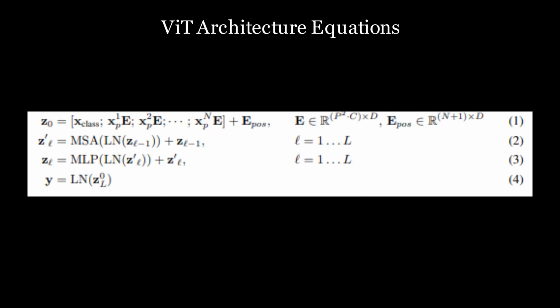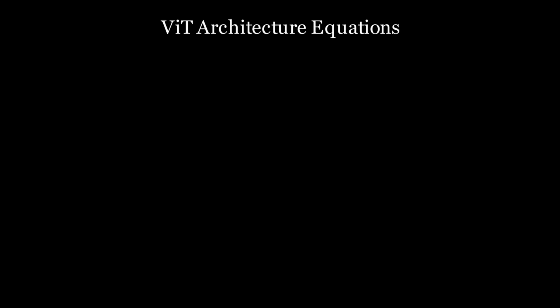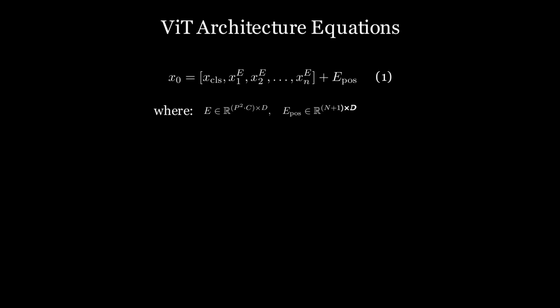So there are four equations mentioned in the paper. Equation 1, which is embedding patches, is equal to the embedding of patches plus the positional embedding, with the classification token attached, where embeddings is the linear projection of patches, and the positional embedding will be the number of patches times the dimension of embeddings. But since we are adding one more classification token, n plus 1 will be here.